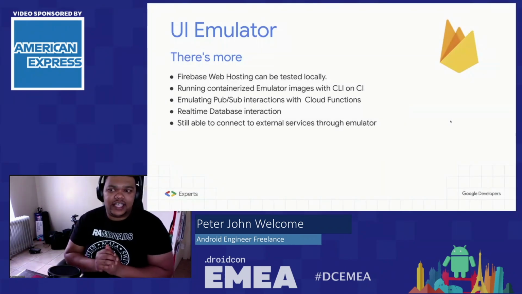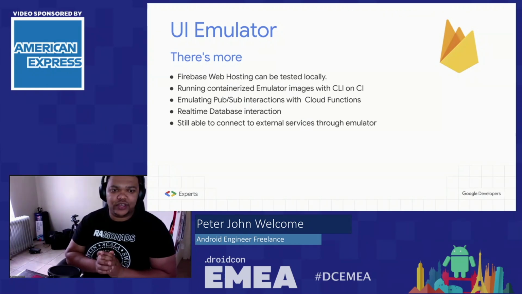So that's the two that I'm going to be showing today, but the UI emulator has a lot more to it. So you can host your website. If you have Firebase web hosting, you can test that locally too, which is really, really great. You can also do containerization. Firebase has containerized emulator images so that you can run this on your CI, which is really, really nice.